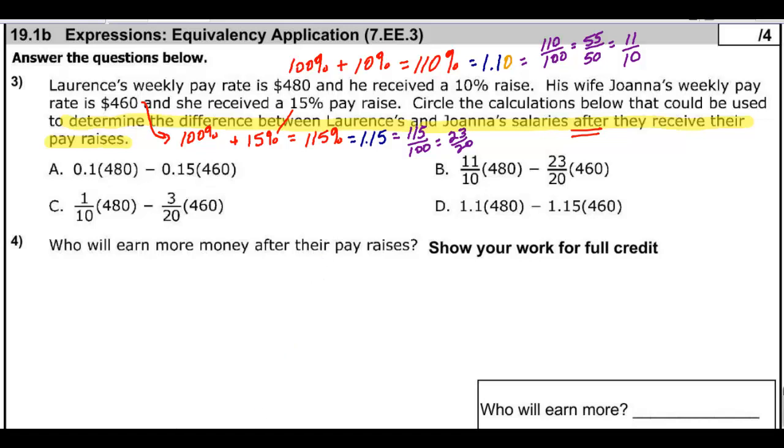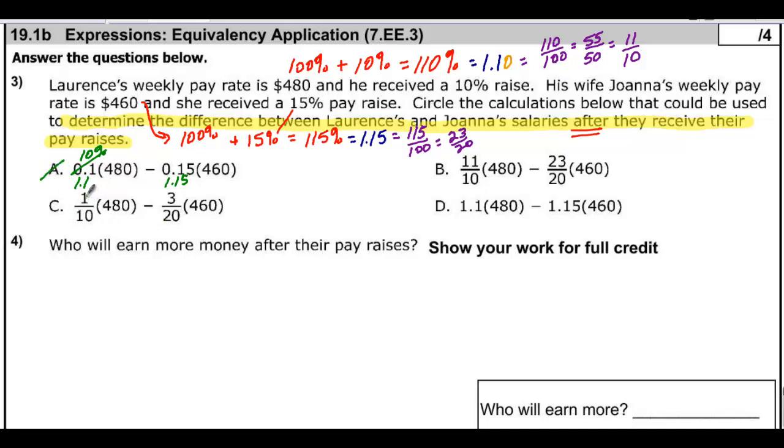So let's go through and look at the possible answer choices. A is showing 10%. This is 10% times 480. That's not correct. It has to be 110% times 480 if our goal is to determine the difference between Lawrence's and Joanna's salaries after they receive their pay raises. So that would have to be 110. This would have to be 115. So that's going to be a wrong answer.